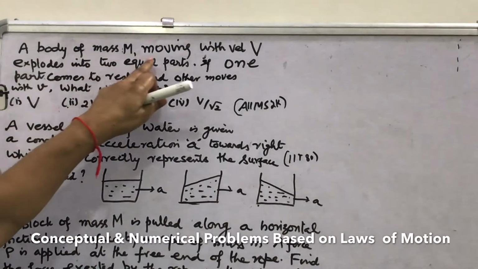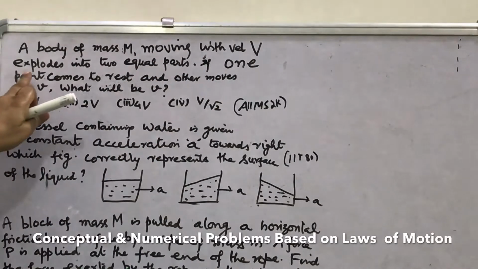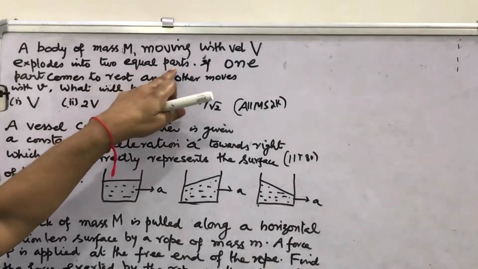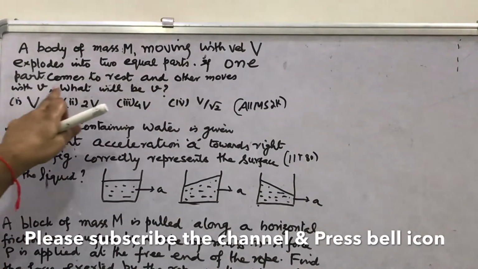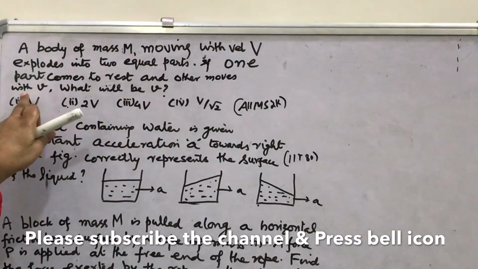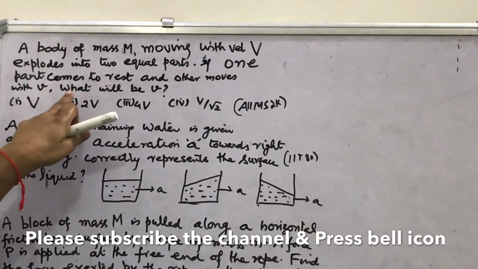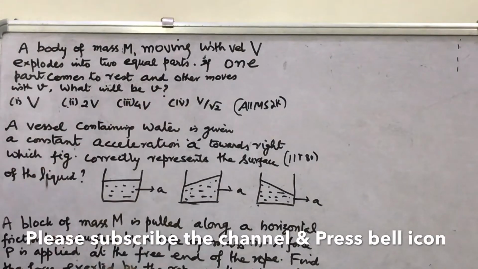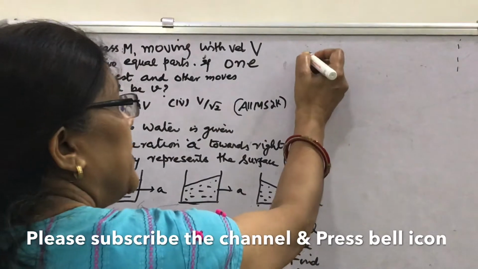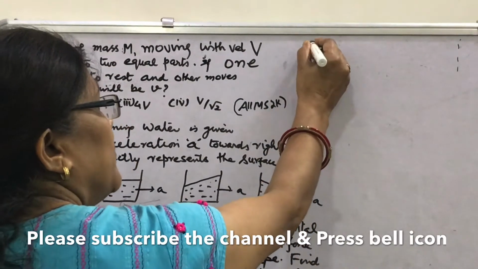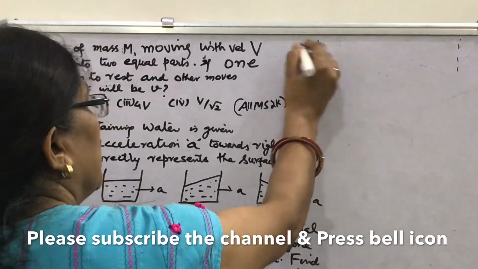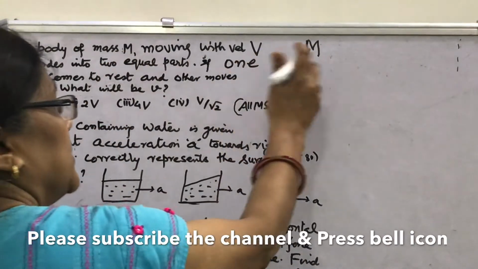A body of mass m moving with velocity v explodes into two equal parts. If one part comes to rest and the other moves with velocity V, what will be the value of V? You have read conservation of momentum. What is the momentum before explosion? Mass m and velocity v.